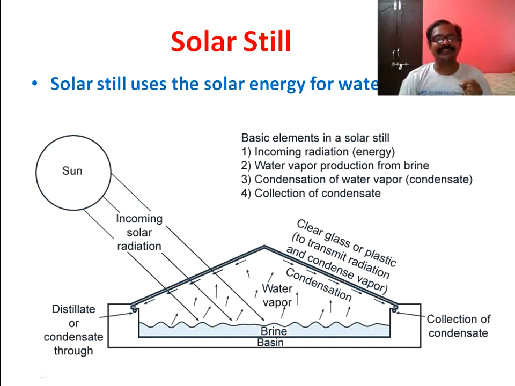A solar still is a device which is used for performing water desalination. Desalination means converting salt water into fresh water, and if that is performed by means of solar energy, it is called solar desalination, or the device is called a solar still.